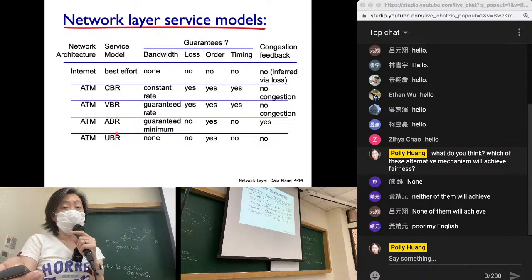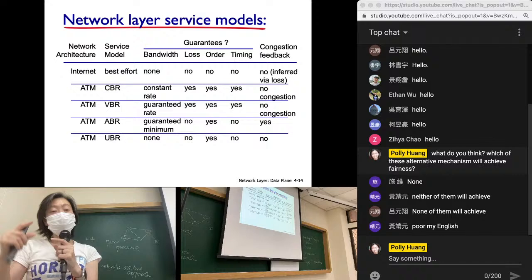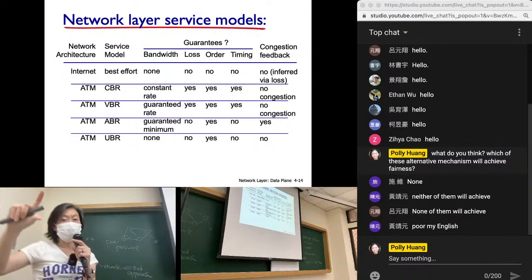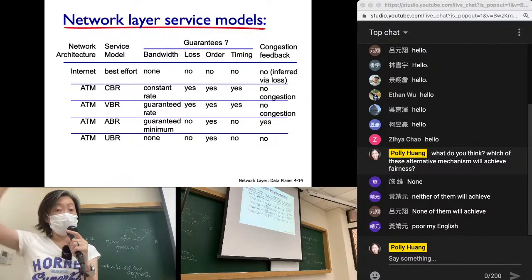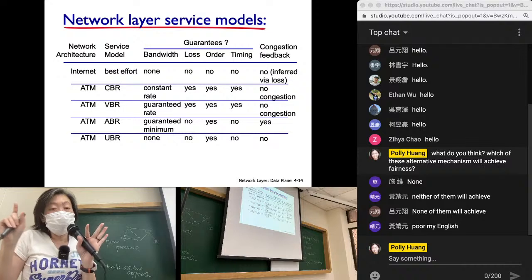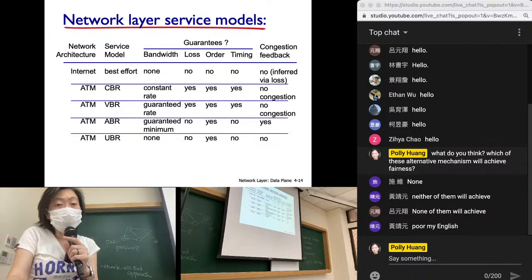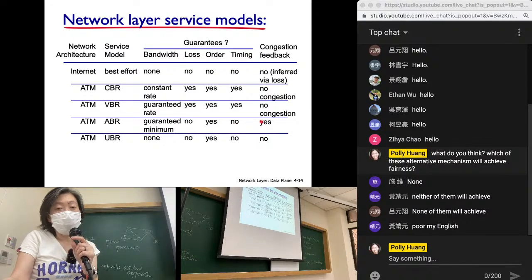ABR is available bit rate. It's like saying I guarantee you to some minimum level. If you want to send data beyond this level, we cannot guarantee anymore. So it's guaranteeing, but only to a minimum bandwidth. So there could be loss. In order, yes. Timing, not sure, because there could be loss, so timing is not guaranteed either. But we'll give you congestion feedback.